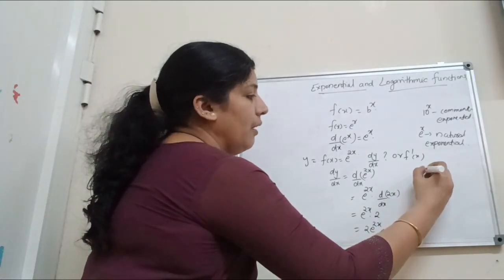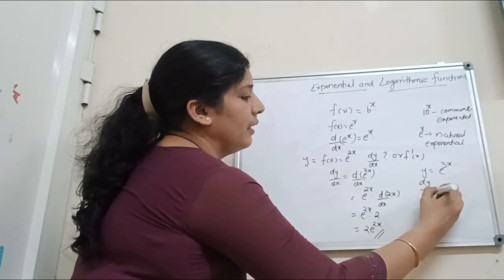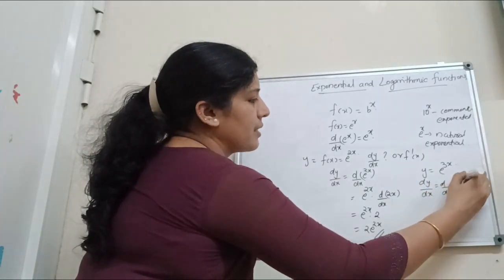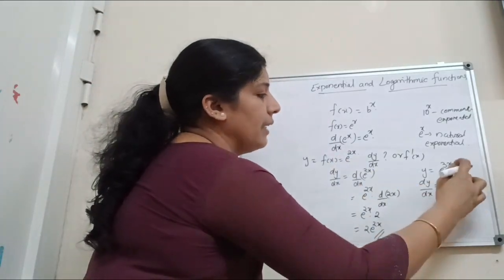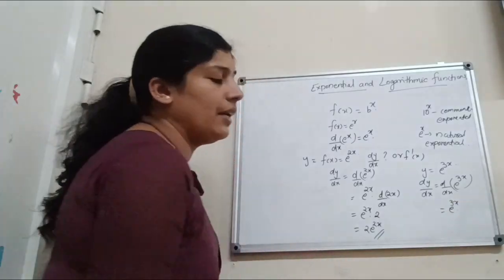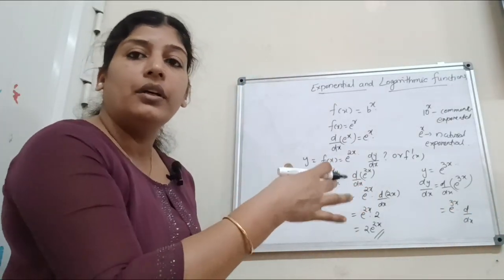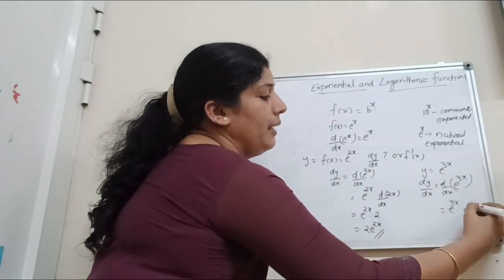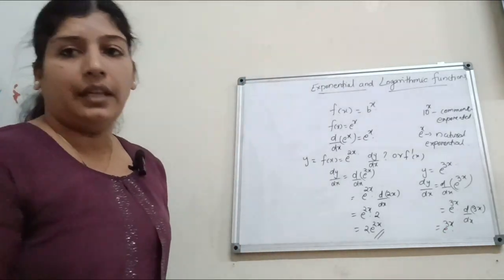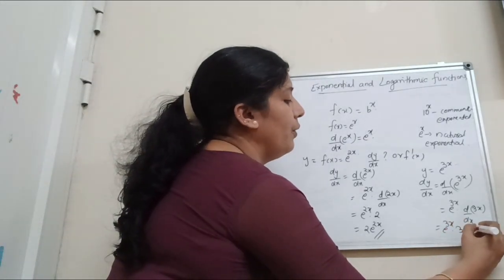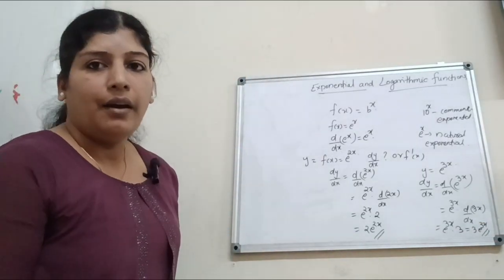In the same manner, we can find for y equal to e raised to 3x. How can we find it? dy by dx equal to d by dx of e raised to 3x. First we know that d by dx of e raised to x is e raised to x. Therefore, first we consider the whole function, it is e raised to 3x. Next, since the power is a function of x, we have to differentiate the power also, that is d by dx of 3x. That is equal to e raised to 3x into d by dx of 3x, which is 3. That is equal to 3 e raised to 3x. This is the derivative of an exponential function.